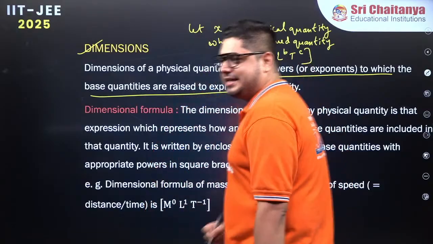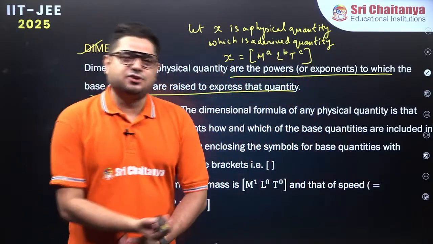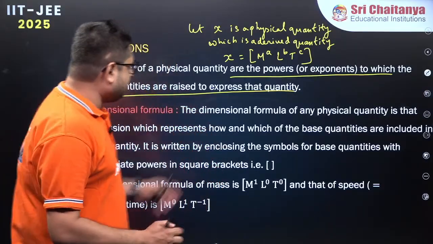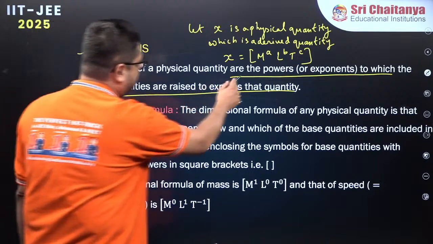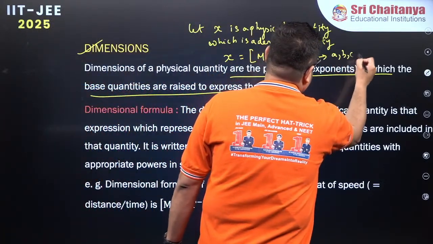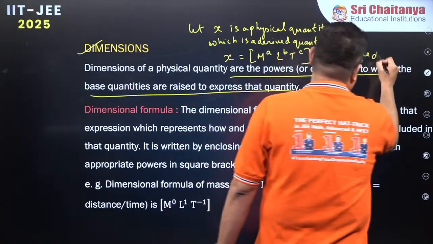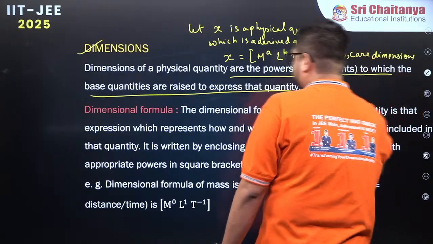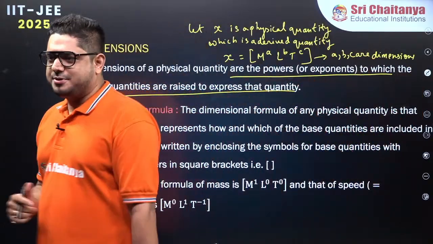So you can write x as m to the power a, l to the power b, t to the power c, where a, b, c are the powers. That's what they're trying to say. In this context, I will say a, b, c are the dimensions. That's what the first statement is trying to mention. I hope it's clear.